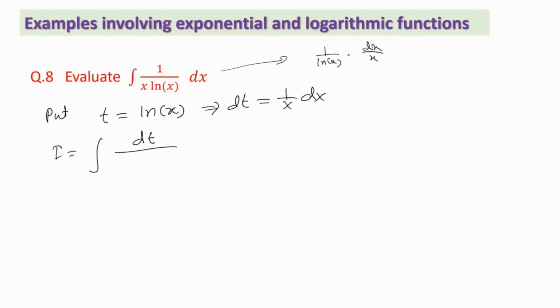So this dx over x is equal to dt and 1 over ln x. So ln x we substituted t, so it is 1 over t. So therefore this integral is ln t, absolute value of ln t. So here also we don't know whether ln x is positive or not. So it is absolute value of ln t plus c. So this is equal to ln of absolute value of ln x, now t is ln x, plus c. That's all.